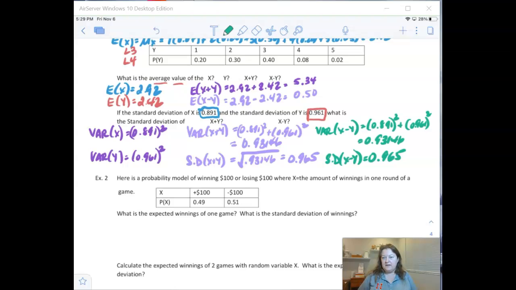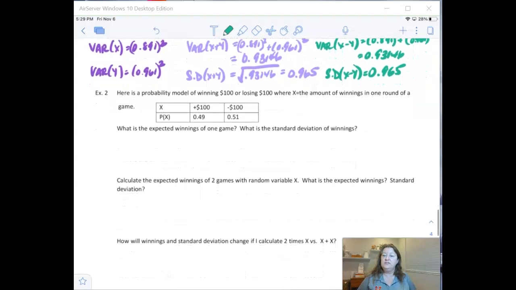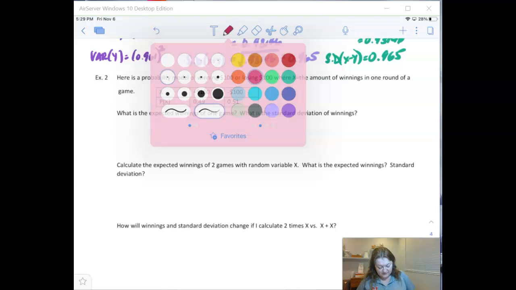So here's a probability model of winning either $100 or losing $100, where X is the amount of winnings in one round of a game. All right, so what we can see is that these are not equally likely. It looks like I am more likely to lose some money than to make some money. And that is the very first question that they ask. What is my expected winnings in one game, right? So let's go and figure that out.